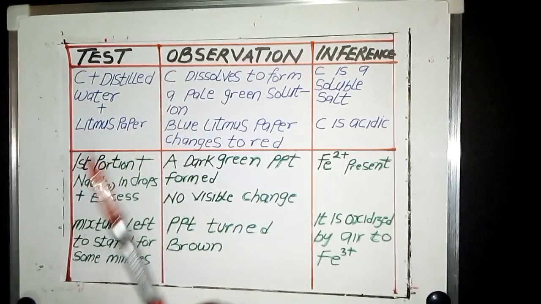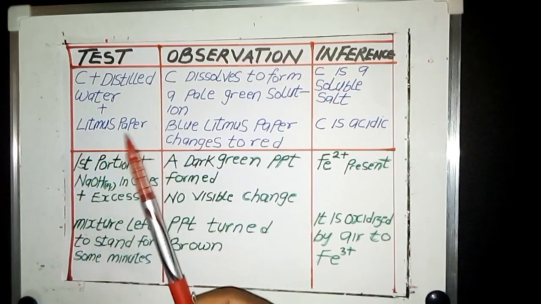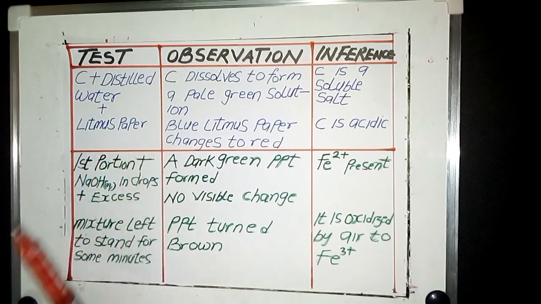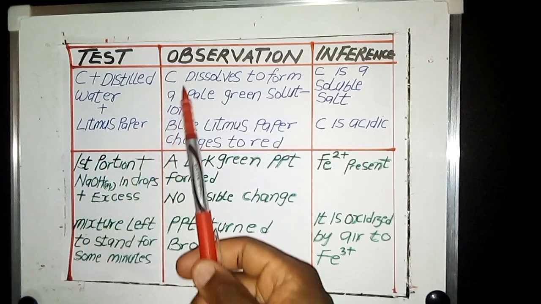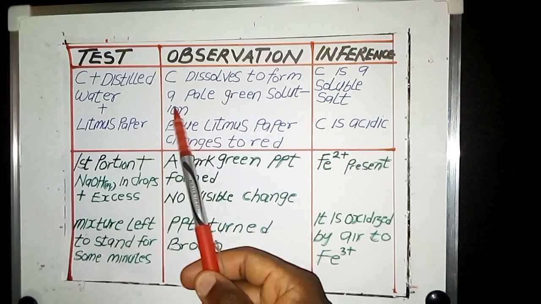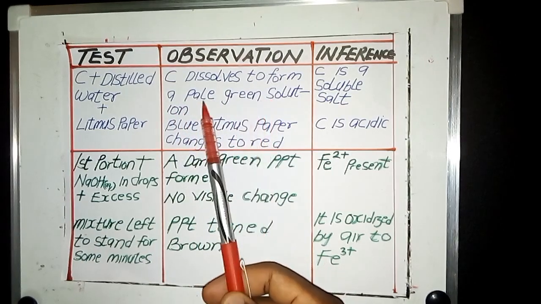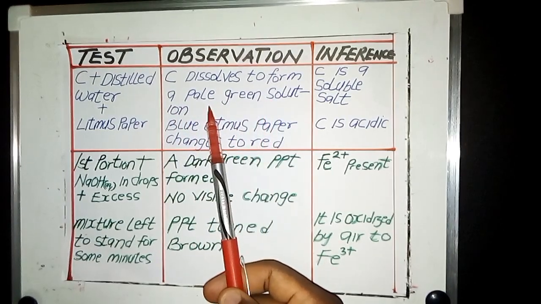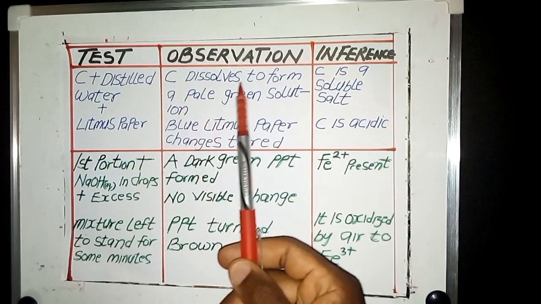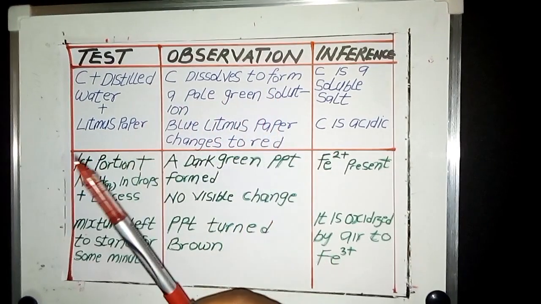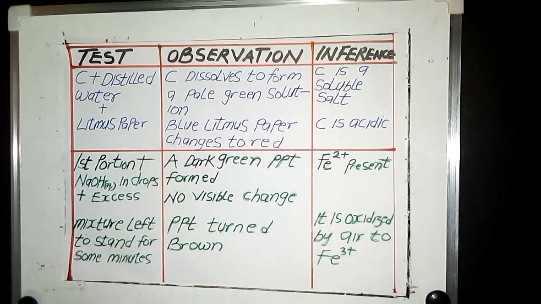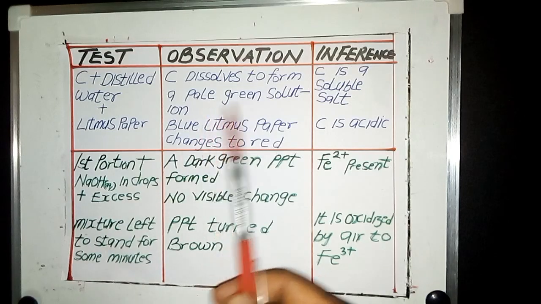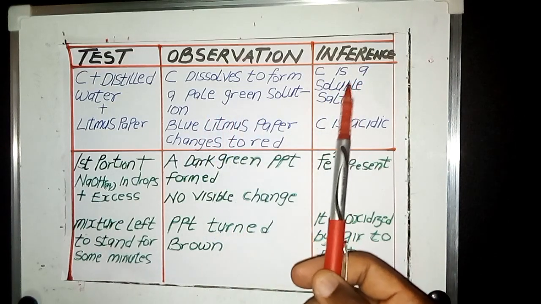So this first part I said C plus distilled water. Then you know that of course iron 2 chloride is soluble in water. So I said C dissolves to form a pale green solution. You can see this is a pale green solution. Then the inference is that since it dissolves, C is soluble.